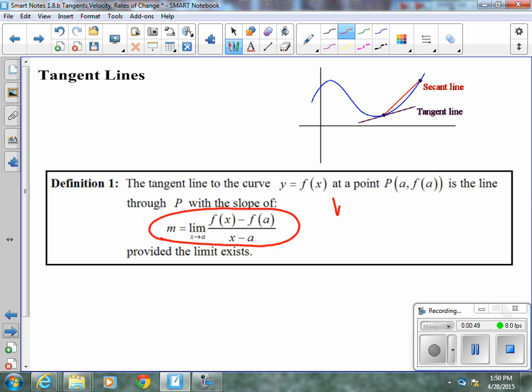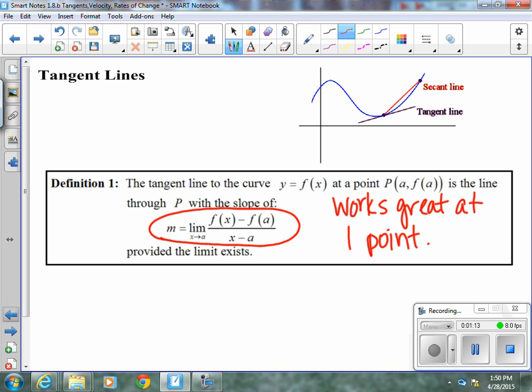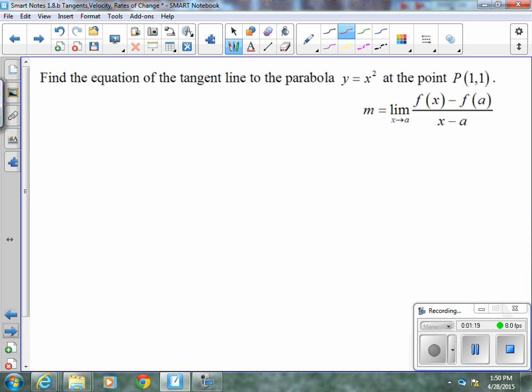now keep in mind, this works great at 1 point. If I throw a different point at you, you're going to have to do the entire process again, whereas our next method, definition 1, and then the next one is called definition 2, is going to give you a way to come up with an equation that can find you the slope of a tangent line anywhere. So, let's start with an example.